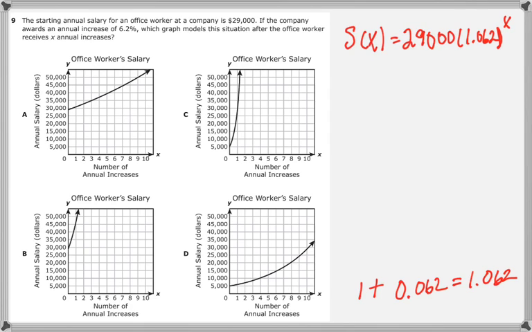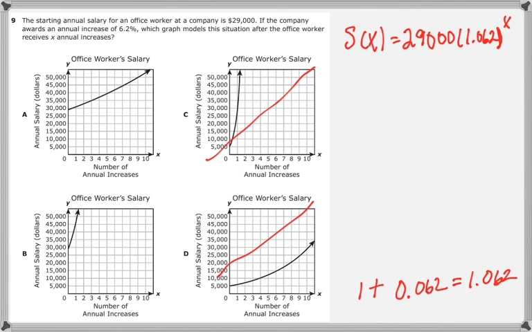Our initial salary is $29,000. So looking at answer choice A, looking at the graph, it looks pretty close to 29,000. Answer choice B also looks pretty close to 29,000. If you look at answer choice C, we can clearly see that it's around $5,000, and our starting salary is $29,000, so we can go ahead and mark that one out. Answer choice D is also starting at $5,000. So let's cross out answer choice C and D. Now we're down to 2 answer choices.